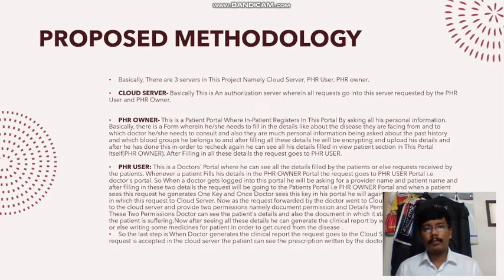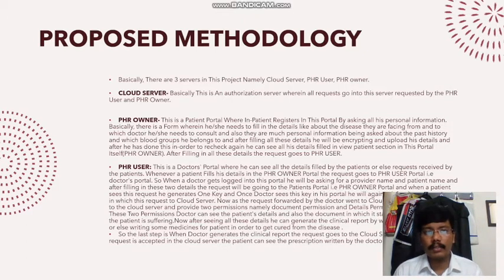And my proposed methodology is that there are three servers in this project, namely Cloud Server, PHR user and PHR owner. Basically, Cloud Server is an acceptance server, wherein whenever the PHR user asks for a request, it goes to the Cloud Server. In a similar way, whenever PHR owners ask for a request, it goes to the Cloud Server. Basically, this is an authorization server. That's the reason I mentioned it over there.